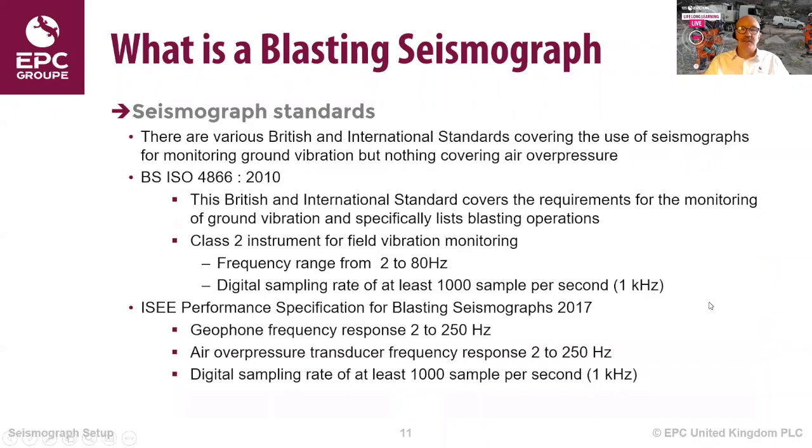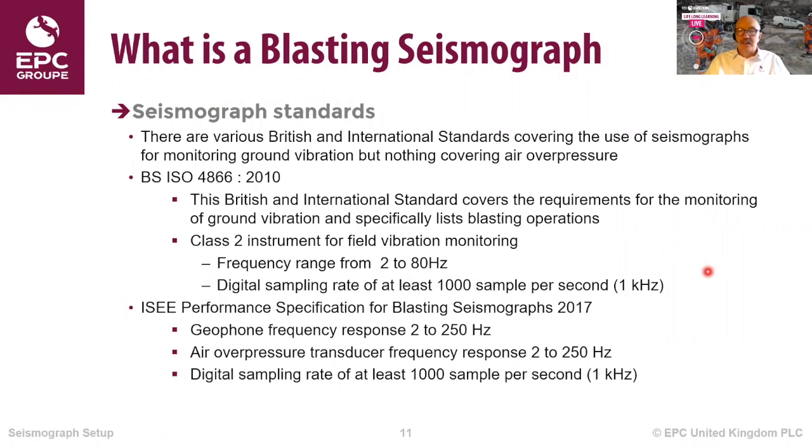So there are some standards we need to be aware of. There are British and international standards that cover the use of seismographs for monitoring ground vibration, but there's no standard for covering air overpressure. So we have a British standard, 4866, which is also an international standard, and that was compiled in 2010. And it covers the requirements for monitoring of ground vibration, and it specifically lists blasting operations in that standard. They have two classes of instrument, one for research and one that we would normally use, would be referred to as a class two instrument for vibration field recording. And it says it should be able to record in the frequency range of 2 to 80 hertz. And we should have a digital sampling rate of at least 1,000 samples per second, i.e. 1 kilohertz.